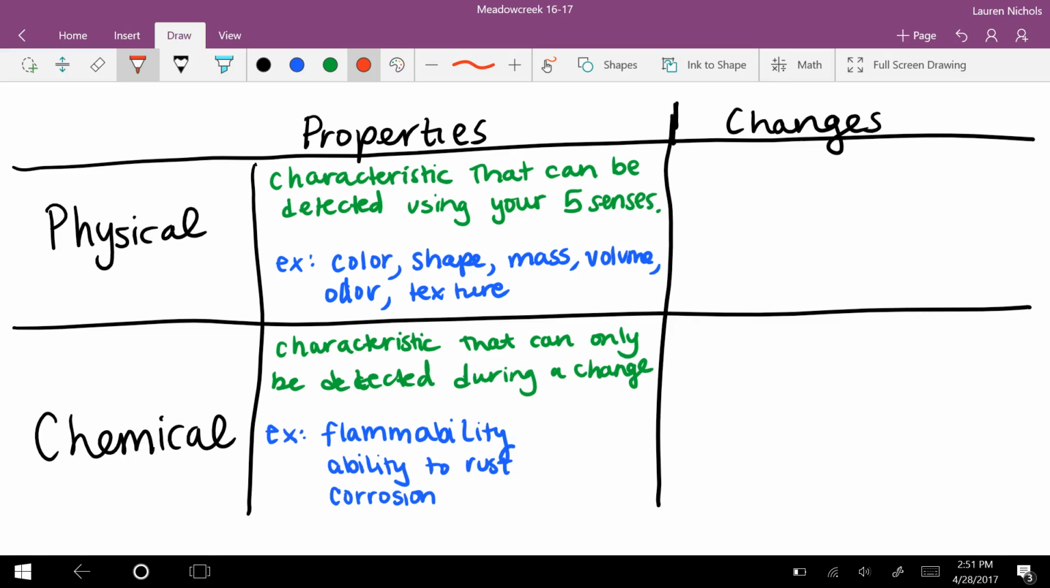Okay, so properties are characteristics. That's the key word here. Properties are characteristics, okay? And the difference is how they're detected. So let's talk about changes.